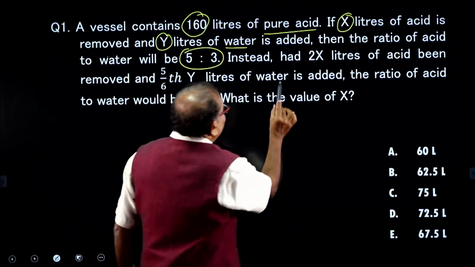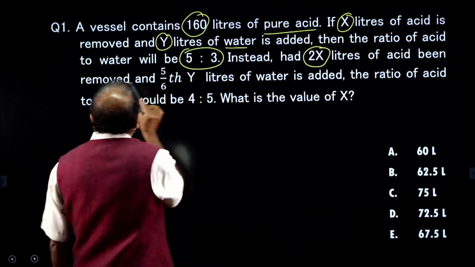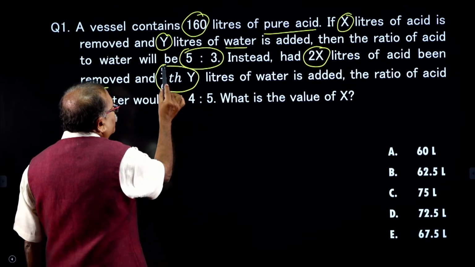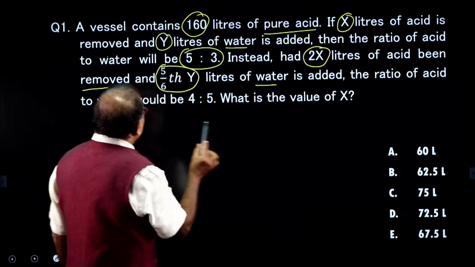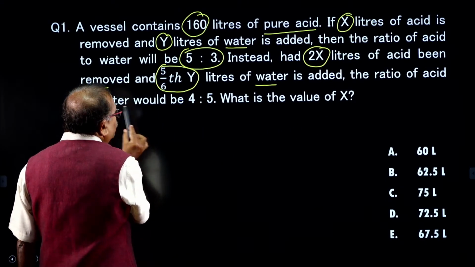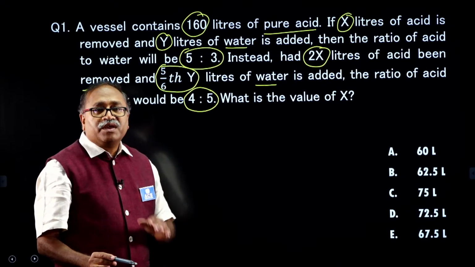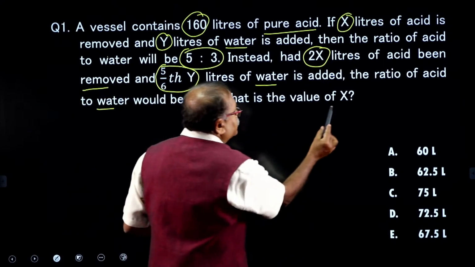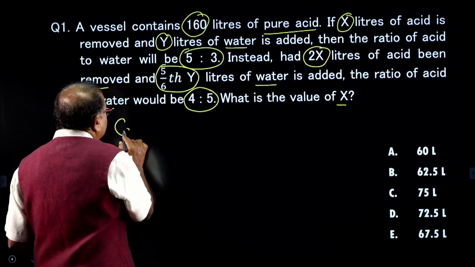Done. Now, here it says instead, if 2x liter of acid have been removed and 6/5 of y liter of water is added, the ratio of the acid to water would have been 4/5. Very clearly you can visualize how the solution will go on. So, what is the value of x? What is case 1? There are two cases given to us.